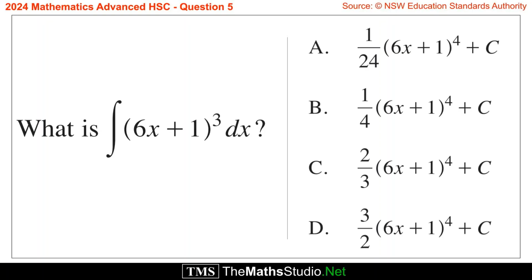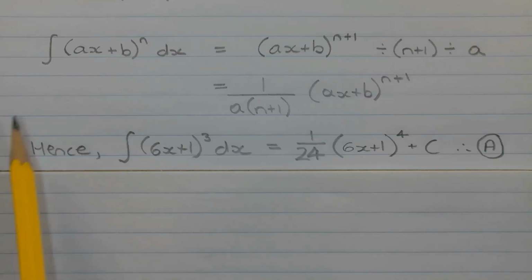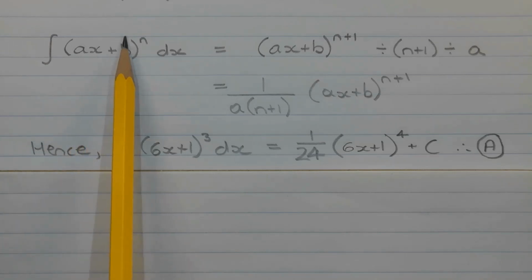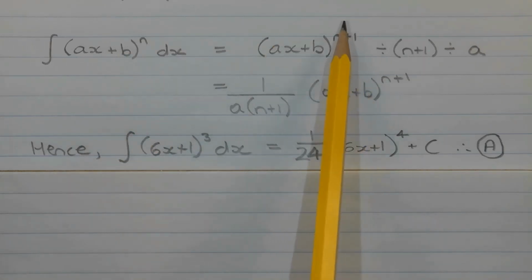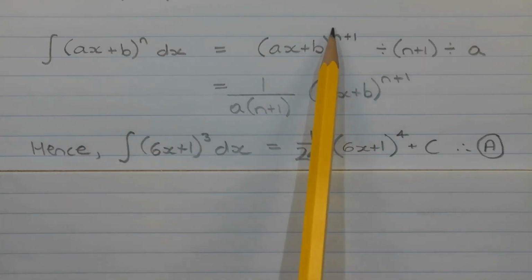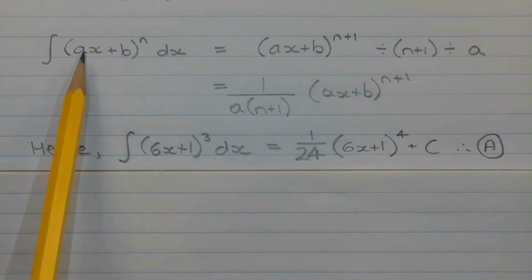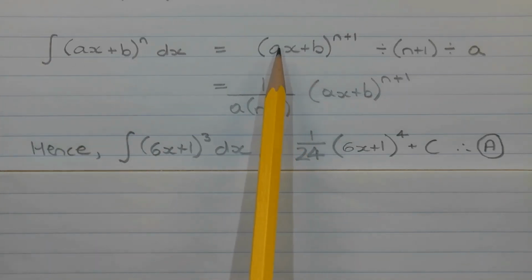Question 5. What is the indefinite integral of 6x plus 1 in brackets to the power of 3 dx? Integrating expressions of the form ax plus b in brackets to the power of n involves raising the power by 1. So in this case, the n becomes n plus 1. We then divide by the new power, but we also have to divide by the derivative of what's in the brackets. So the derivative of ax plus b is a.